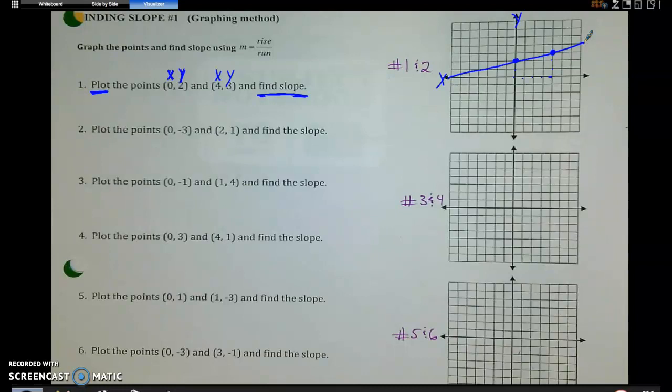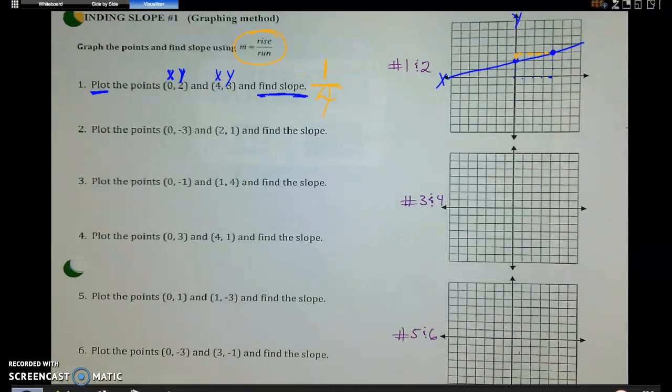Now, the second piece, I need to find the slope. So, for finding the slope, slope is rise over run. So, I need to rise. How far do I need to go up from this first point to be even with the second point? I rise 1. So that means that my numerator is a 1. And then run. 1, 2, 3, 4. So 1 over 4 is our slope for number 1.